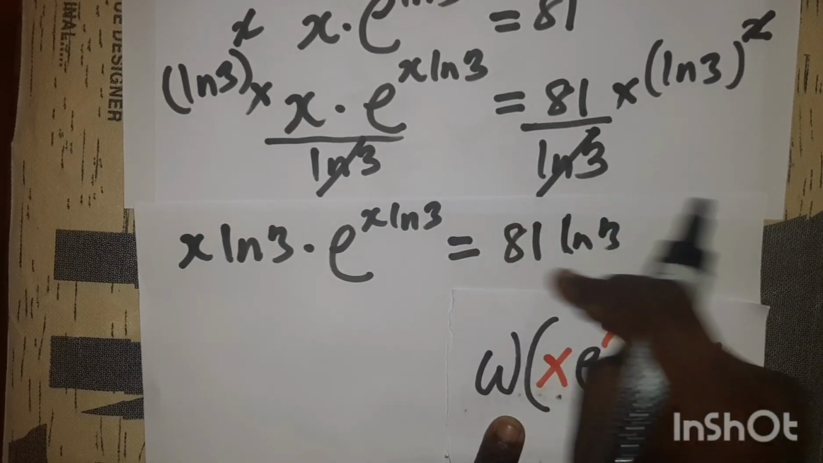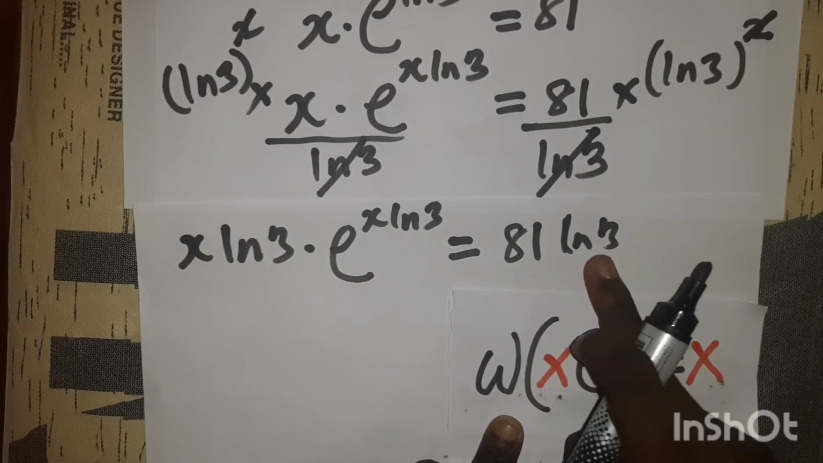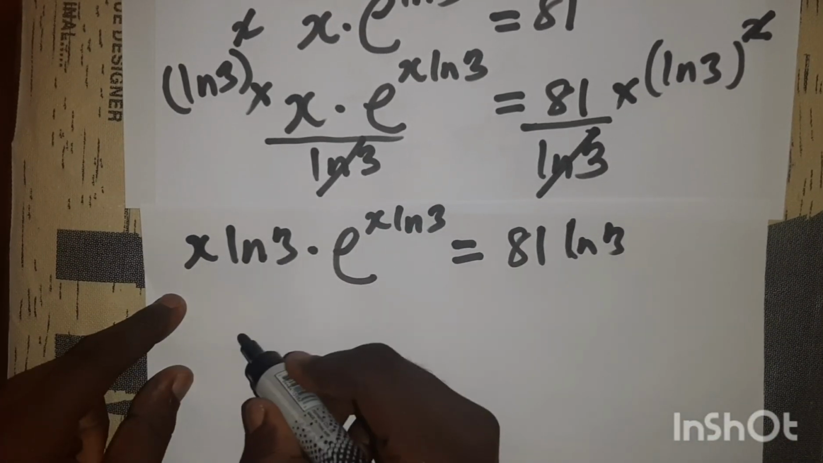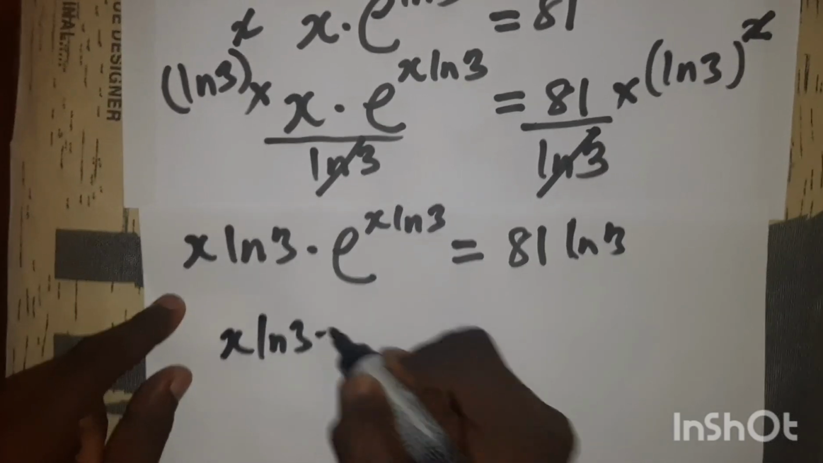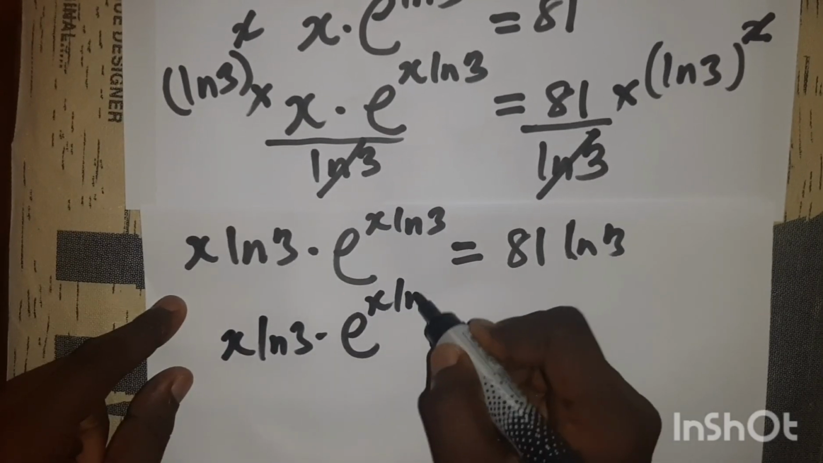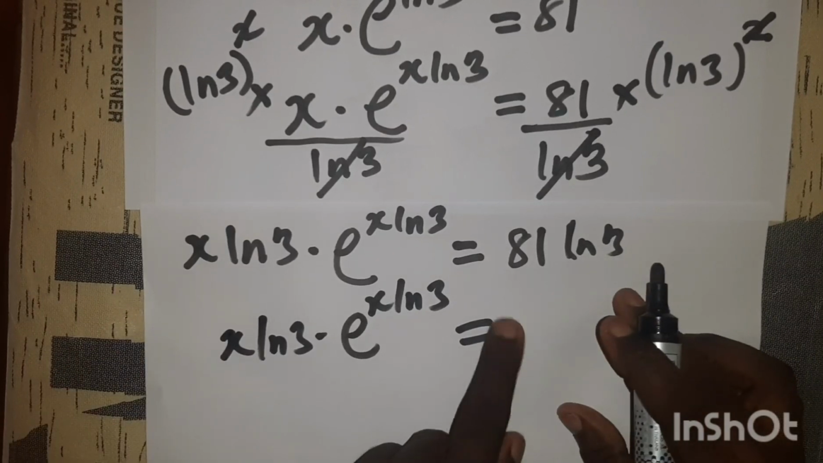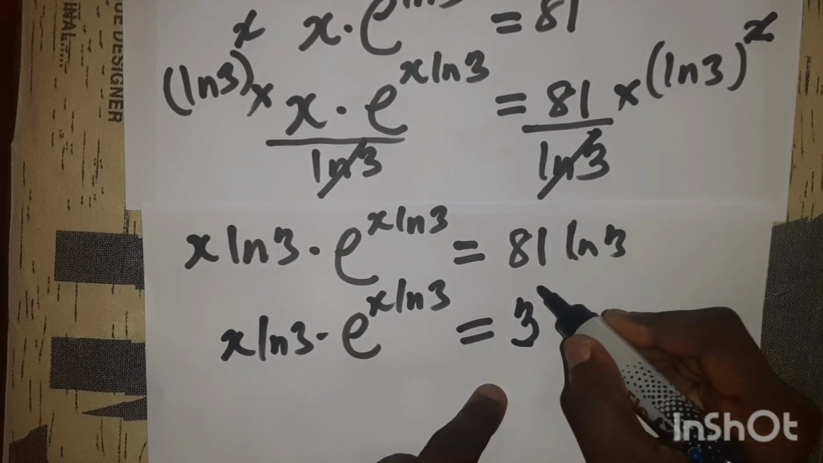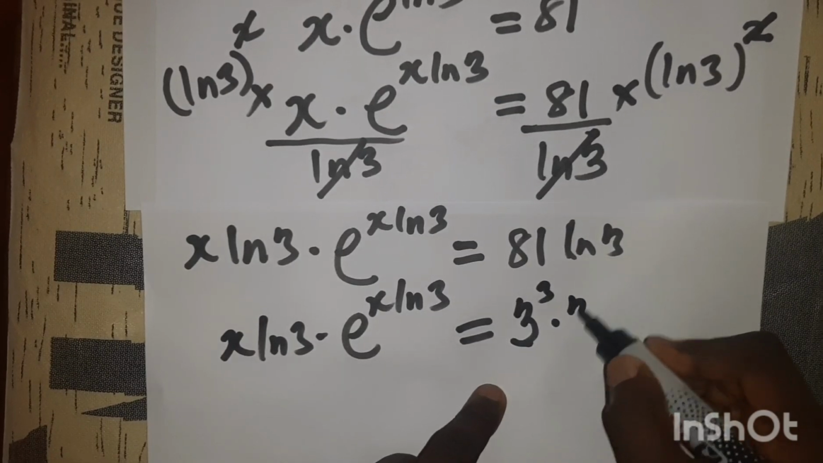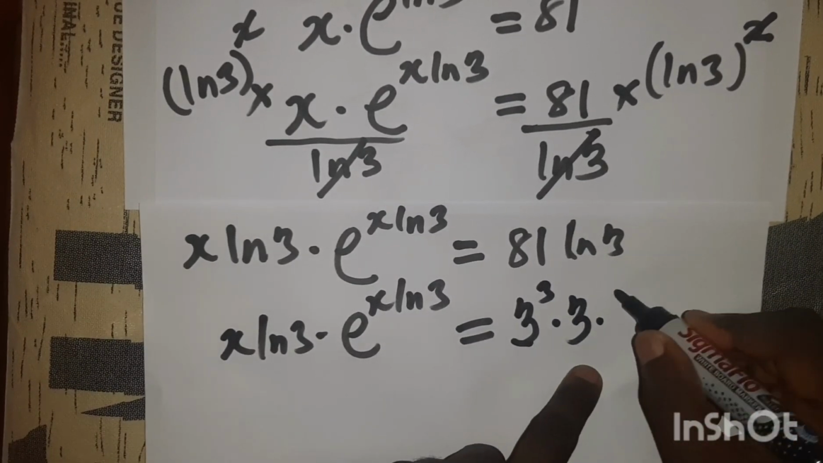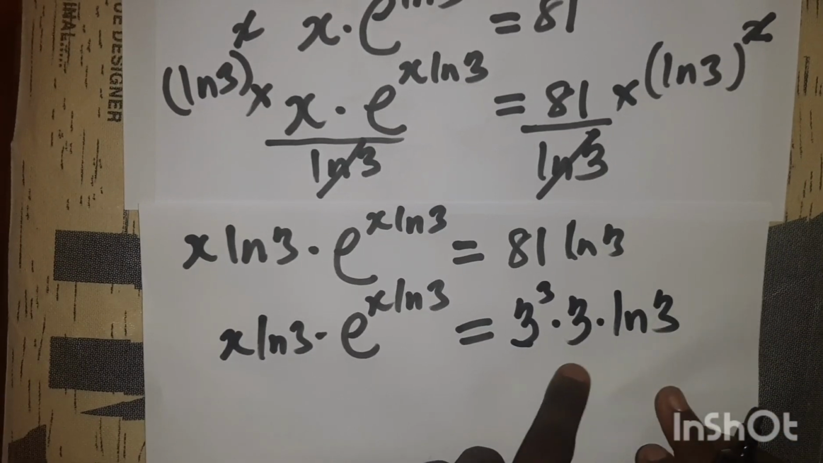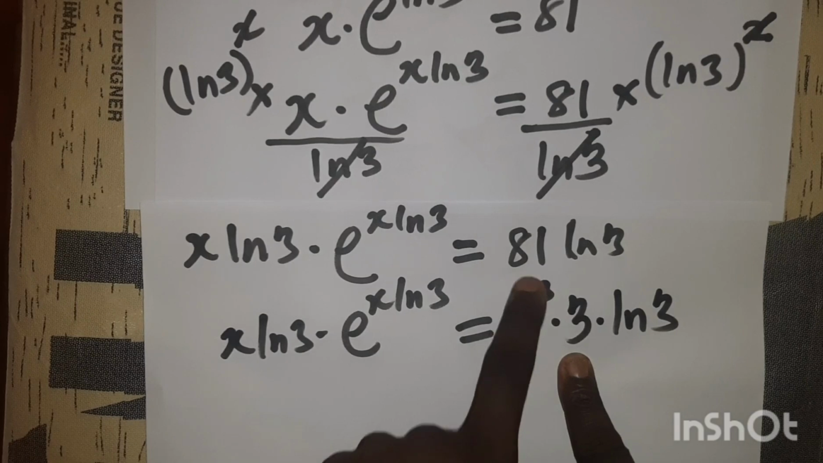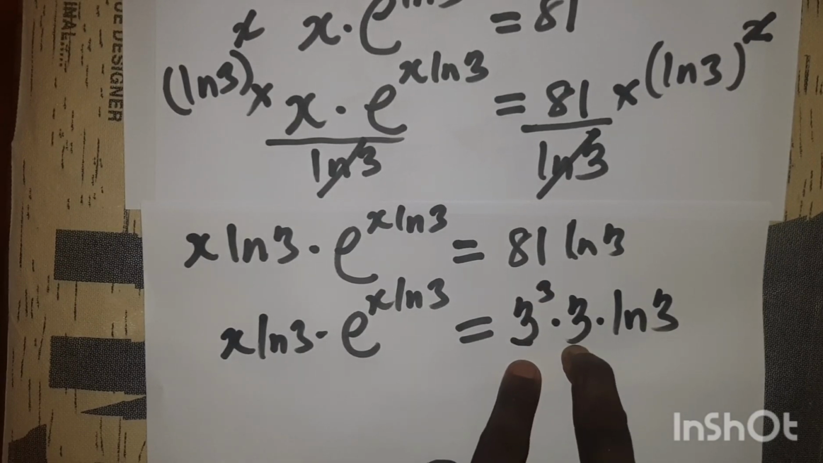So let me rearrange this following another rigorous algebraic approach. On the right hand side, since we're done with the left hand side, it still remains x ln of 3 times e^(x ln of 3) equals, and here 81 can be written as 3 raised to the power 3 times 3, then times the ln of 3. If I multiply this, 3 raised to the power 3 is 27 times 3 still gives me 81, so I'm on the right track.